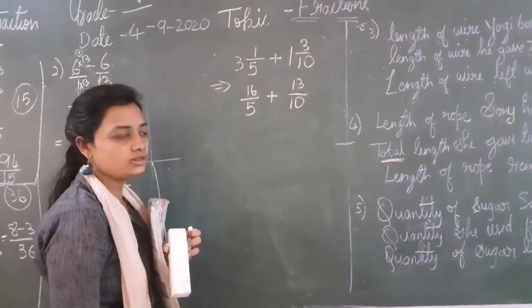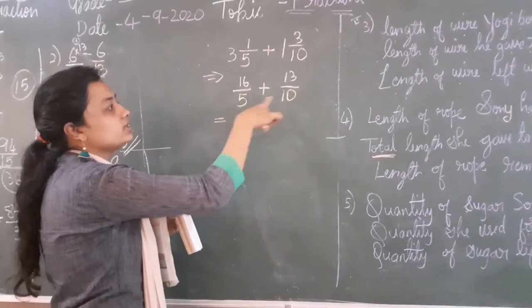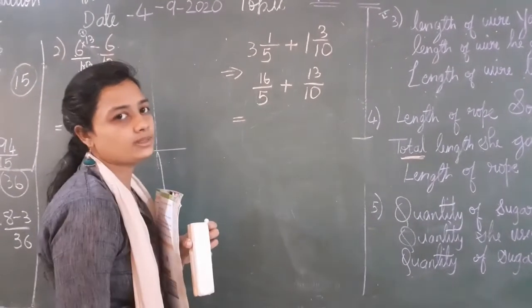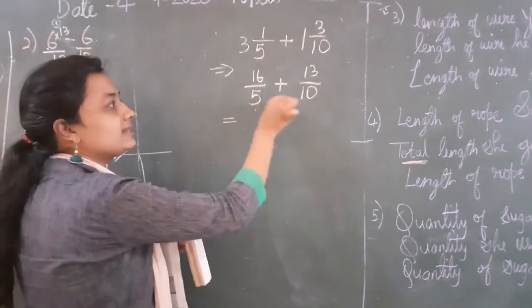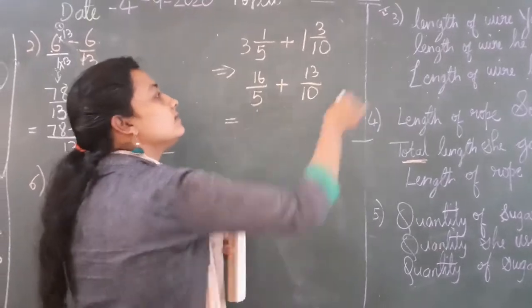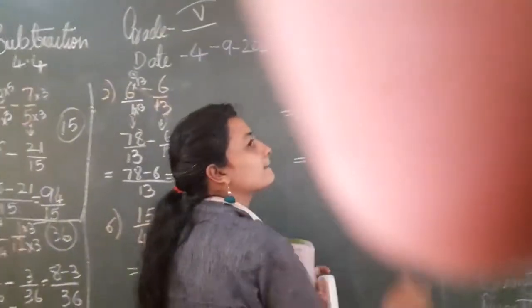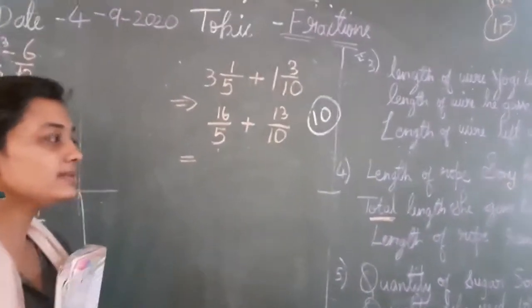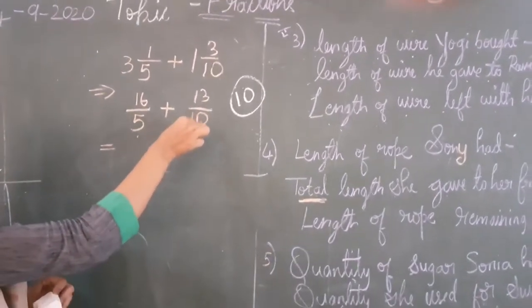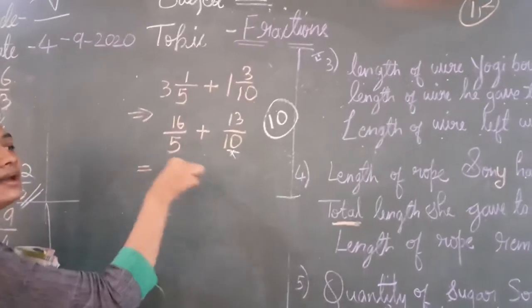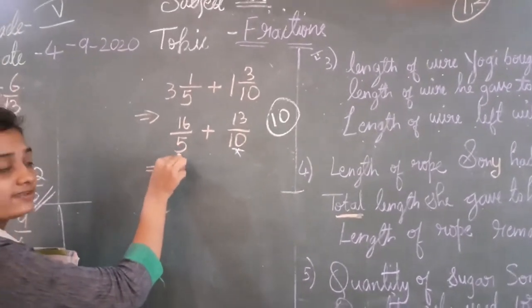Even in addition, you can't add when you have different denominators. So I have to take the LCM. What is the LCM? The LCM is 10. You can see the second one has the same denominator, that is 10. So I will not convert this. I will convert only the first fraction.